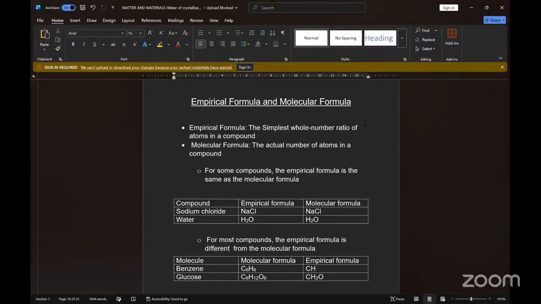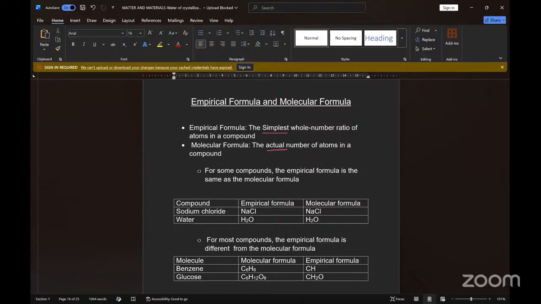Now, what is empirical formula? An empirical formula is defined as the simplest whole number ratio of atoms in a compound. And then we have another concept called molecular formula, and molecular formula is the actual. So you can see that the definitions are similar, except that this one is simplest and this one is actual. That is the difference between them. So empirical formula is the simplest whole number ratio of atoms in the molecule or in a compound, and molecular formula is the actual number of atoms in a compound.